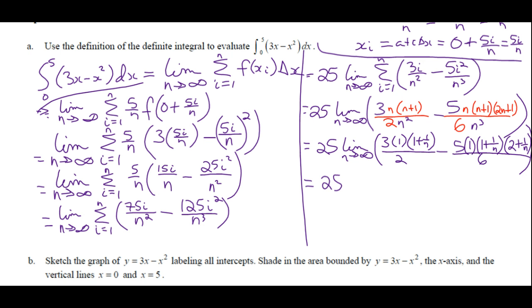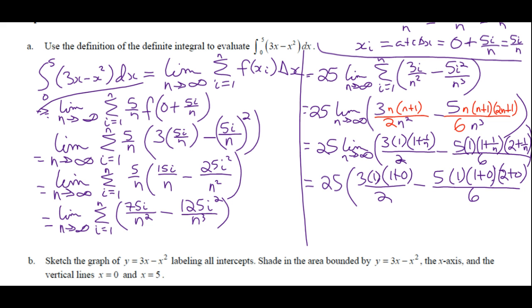Okay, 25. Now, let's do the limit, right? So as n approaches infinity, we no longer have an n on the bottom, right? We're not dividing by anything we shouldn't be. Okay, so 25, and what do we got? 3 times 1 plus 0, right? So as n approaches infinity, 1 over n goes to 0, over 2, minus 5 times 1 times 1 plus 0 times 2 plus 0, over 6.